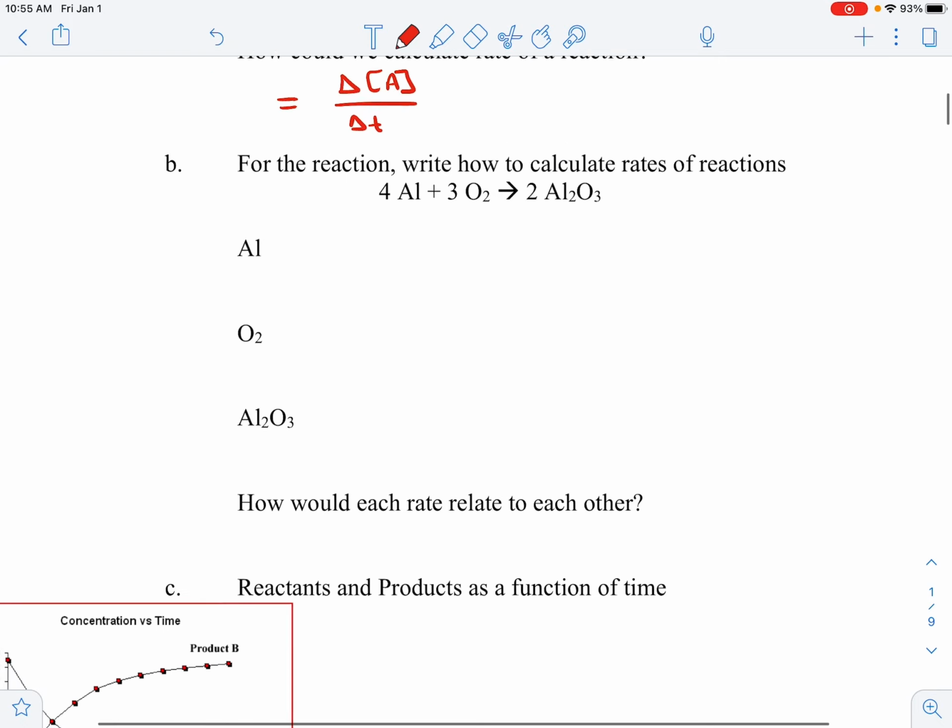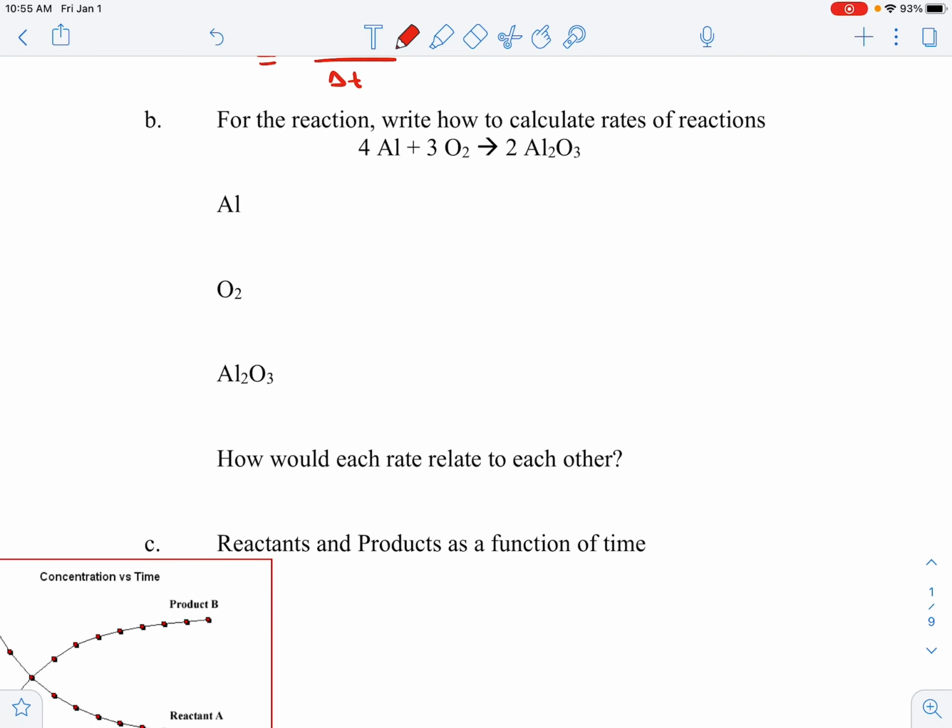Now as we look through this, we have a reaction here. We have aluminum and oxygen forming aluminum oxide. If we think about the reaction, as the reaction goes forward, aluminum and oxygen are both getting used up, and then aluminum oxide is being formed. So if we're trying to compare rates exactly, in front of our reactants we're going to put a negative sign, because that will give us a positive rate, and that just makes sense to do. So we're going to say the negative change in aluminum concentration over the change in time. That would be for aluminum.